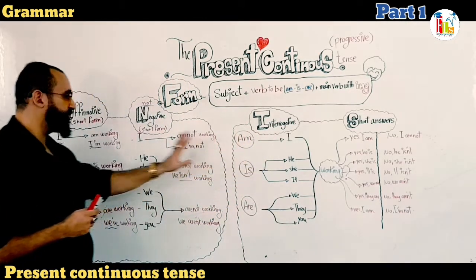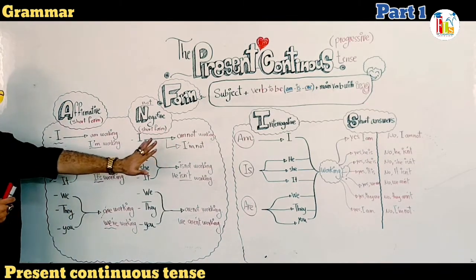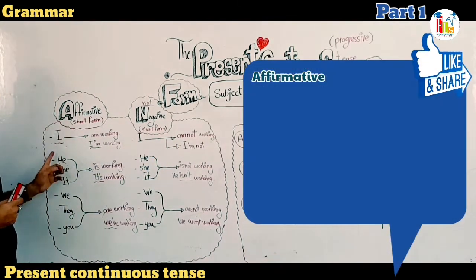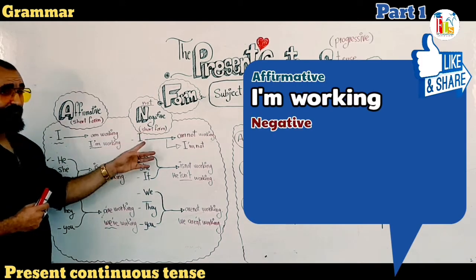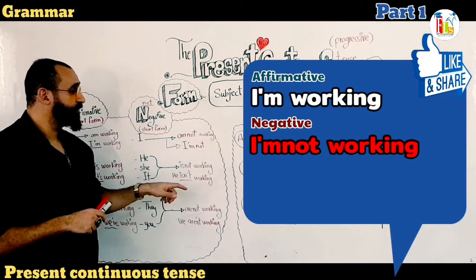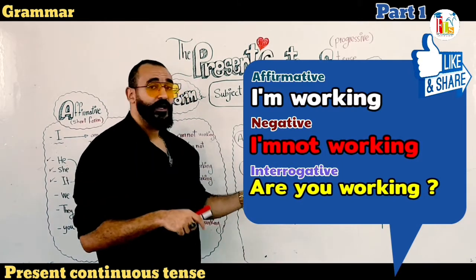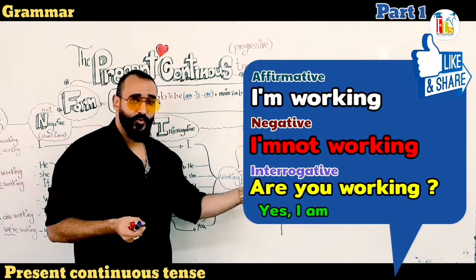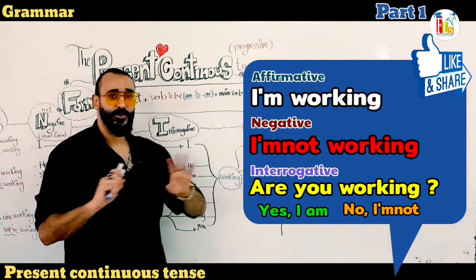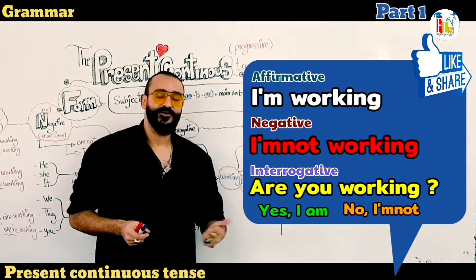So we have the four parts, as I've told you earlier. The affirmative form, I am working. Negative form, I am not working. If I want to ask, are you working? It's either yes, I am working, or no, I'm not. Okay, let's move on to the second part.